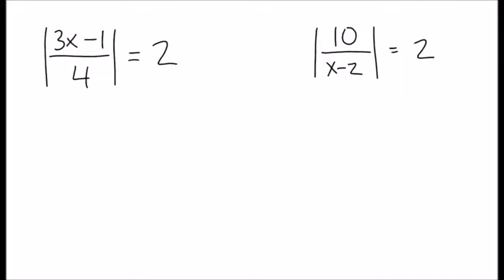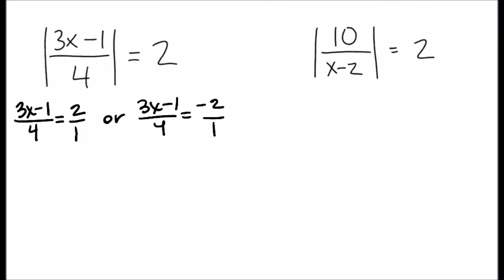Okay, well, I'm going to start with, if an absolute value of a fraction equals 2, then that fraction is probably going to either equal 2 or negative 2. And what I'm going to do is I'm going to cross multiply again. Okay, so I've got 4 times 2 is 8 is equal to 1 times 3x minus 1. Or I've got 4 times negative 2 is negative 8 is equal to 1 times 3x minus 1.